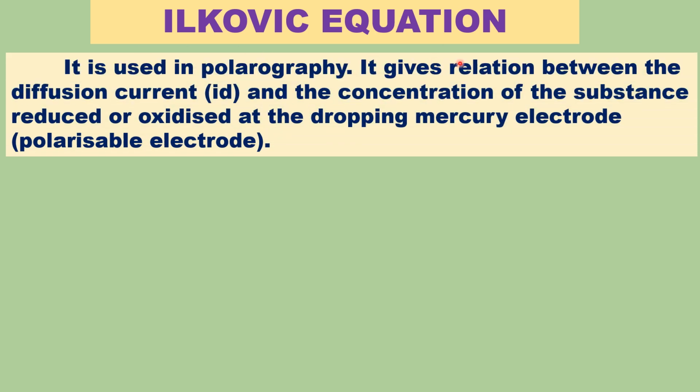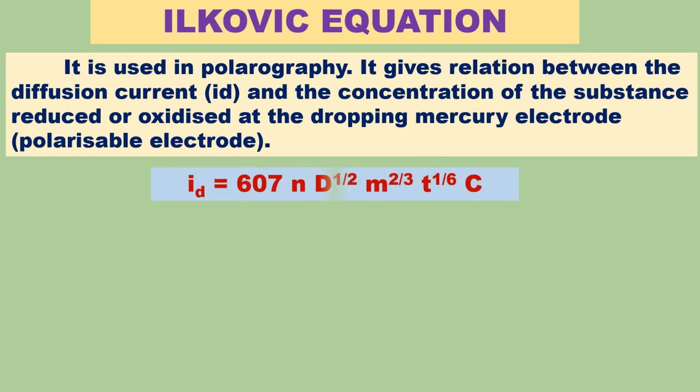Okay, what is the Ilkovic equation? This equation is used to analyze the polarograph, for interpreting the polarogram. It gives the relation between the diffusion current and the concentration of the electroactive species present in the electrolytic cell. This is given by this equation: ID equal to 607 n D to the power 1/2 m to the power 2/3 t to the power 1/6.